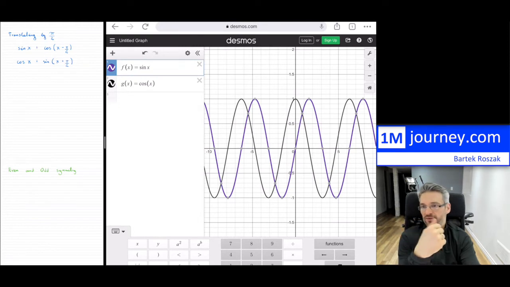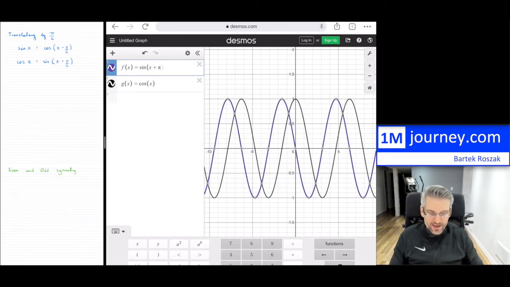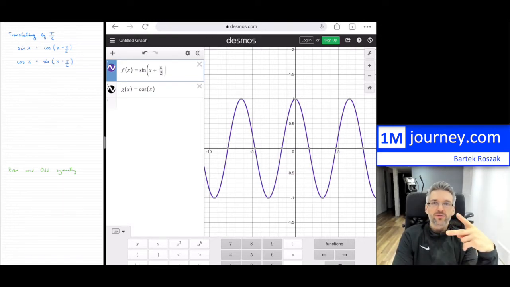So that's why I have sine of x plus pi over 2, right? Because the translation is that sine has to be the opposite. So if I take this and now I say plus pi, and now it's over 2, notice that it aligns with my cos exactly. So that's the second equivalence, right?